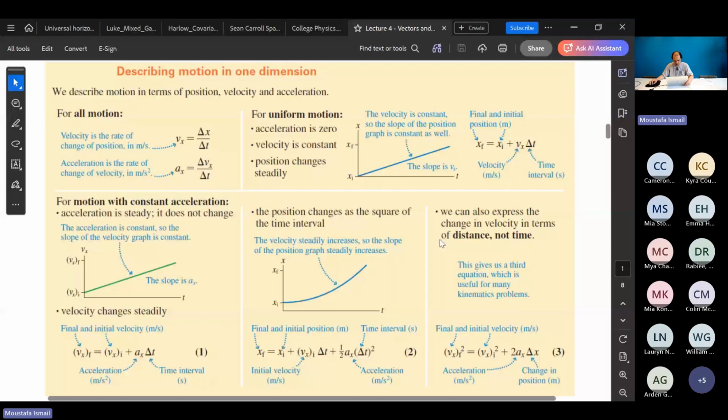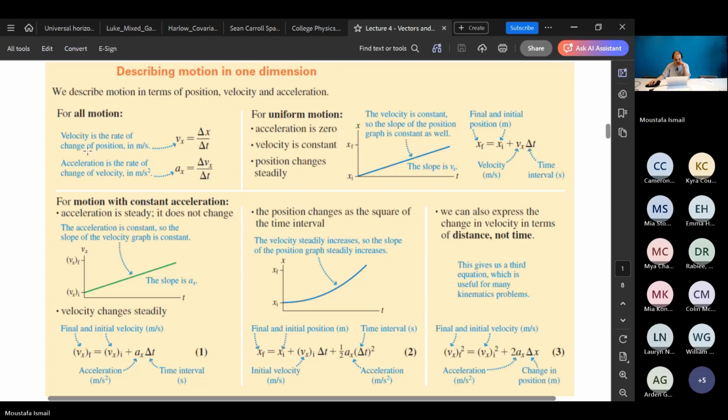Let's go now to the content of today's lecture. Let's first give a quick recap. I want to share my screen because this summarizes what we have learned so far. So we've been working with motion in one dimension, and this summary here gives basically all the equations and all the graphs we worked with.